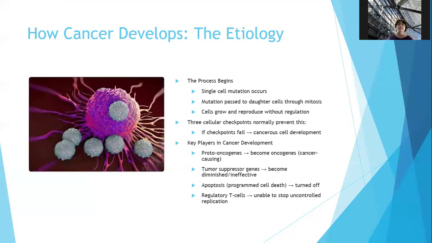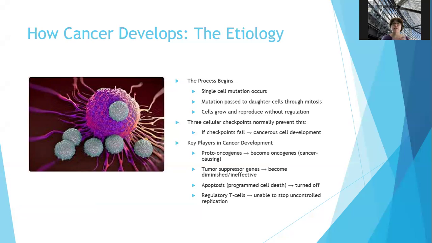So the etiology of cancer, or the development of cancer, can begin with a single cell mutation, like from UV light damage. The mutation is then passed on to daughter cells through mitosis, and the cells grow and reproduce without regulation. There are three cellular checkpoints that normally prevent this. If the checkpoints fail, then you can develop cancerous cells.